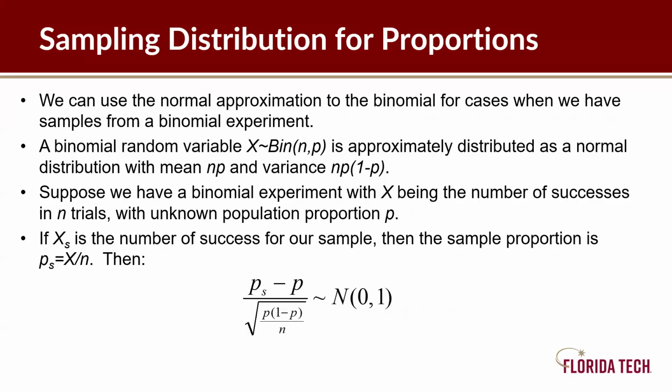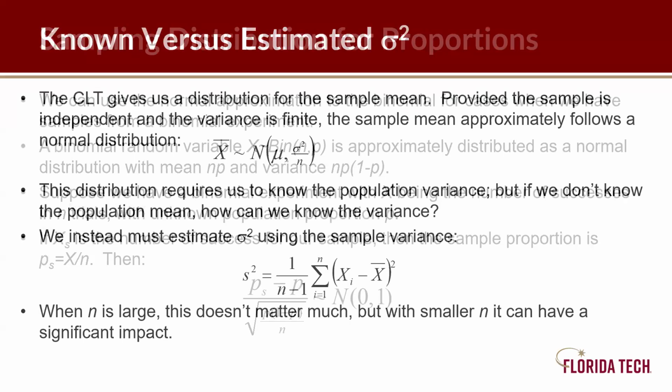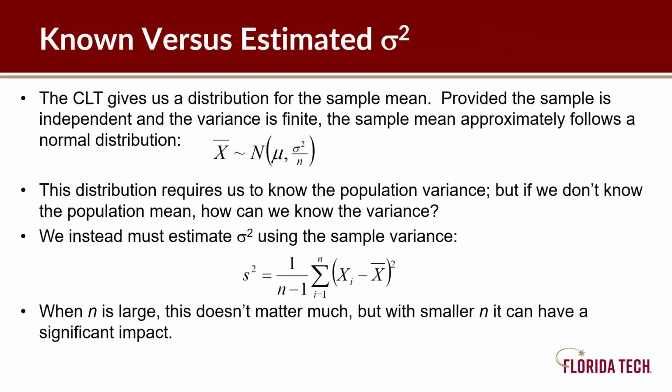(P_s - P) divided by the square root of P(1 - P)/n is approximately a standard normal. Okay, the central limit theorem gives us a distribution for the sample mean, provided the sample is independent and the variance is finite. The sample mean approximately follows a normal distribution, right? X bar is approximately normal with a mean of mu and a variance of sigma squared over n.